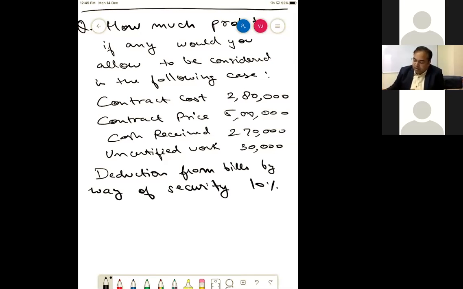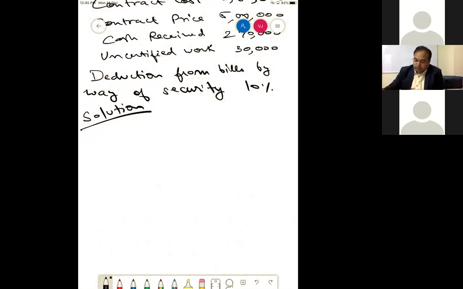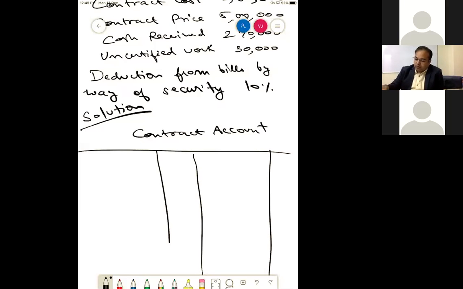So let us make a contract account. How we are going to find what amount of profit will be transferred to profit and loss account. So this is your contract account. How we are going to do? On left hand side, we will start with to contract cost. Now what is the contract cost? That is your contract cost is 2,80,000.